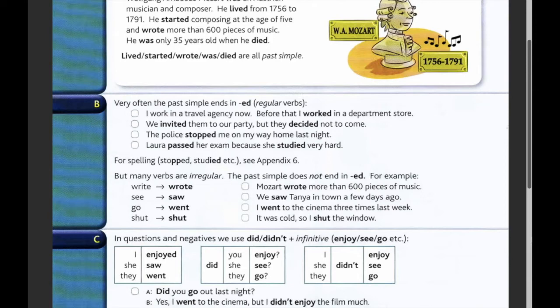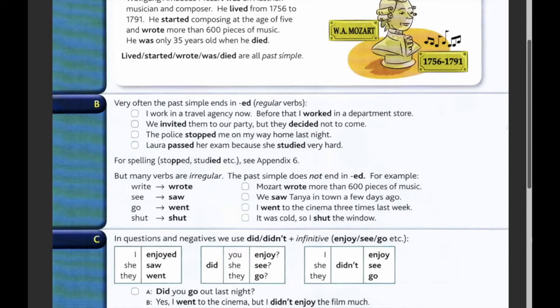For example, write. The simple past is wrote. Mozart wrote more than 600 pieces of music. The past of see is saw. We saw Tanya in town a few days ago. The past of go is went. I went to the cinema 3 times last week. And the past of shut is shut. It was cold, so I shut the window. Shut is similar to close, okay, if you don't understand what it means.